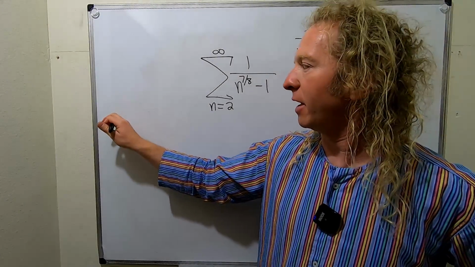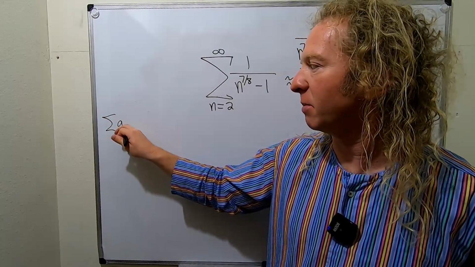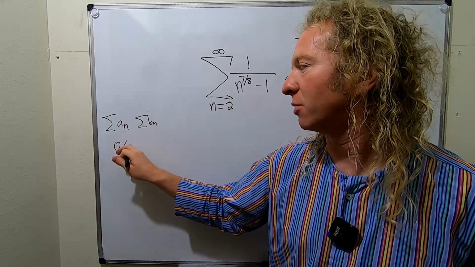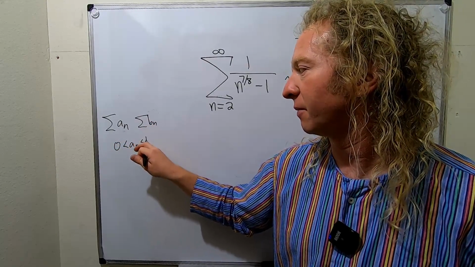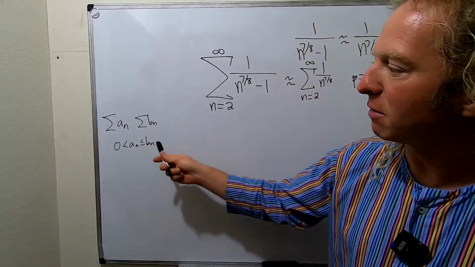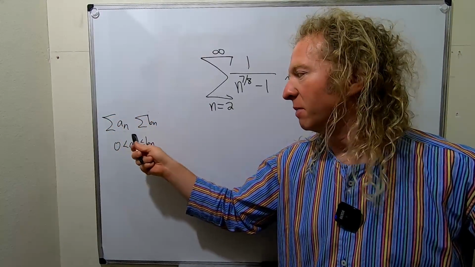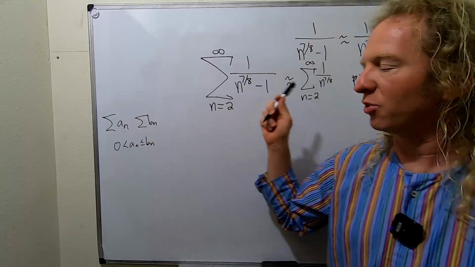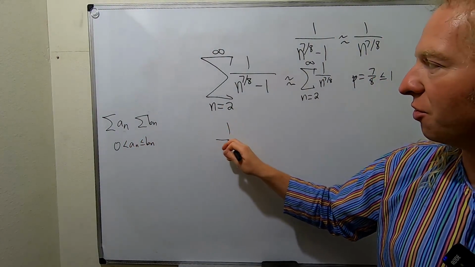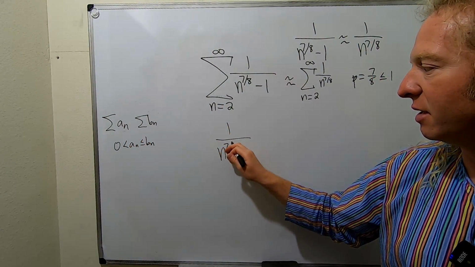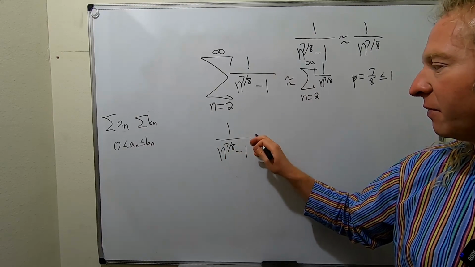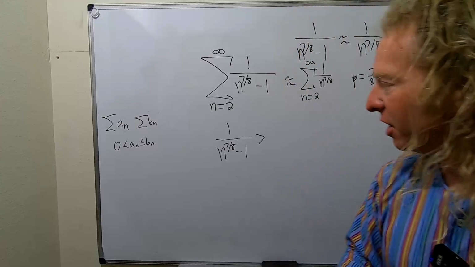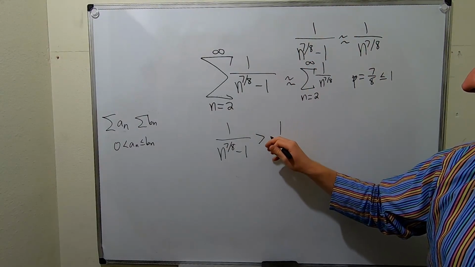So recall that if you have two series, say a sub n and b sub n, and the a's are smaller than the b's, if the sum of the a's diverges, because the b's are bigger, the sum of the b's also diverges as well. So in order to show divergence, we have to show that this is bigger than something, where if we add up that something, that sum will diverge. So what we can do is we can drop the 1.